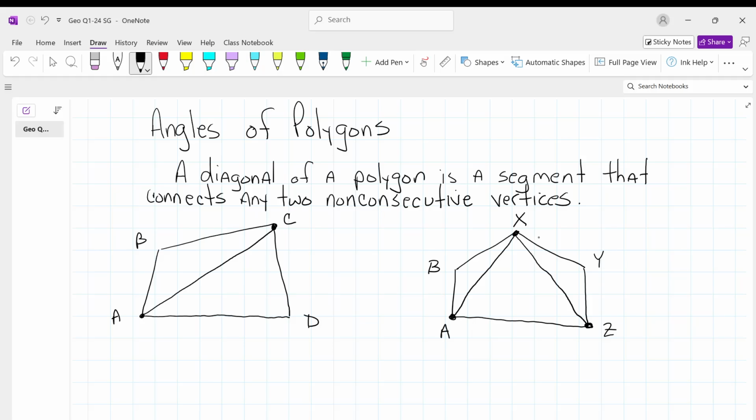Non-consecutive vertices. Consecutive vertices are next to each other. All right? X and Y, those are consecutive vertices. They're next to each other. Obviously, you can't connect those because they're already connected by a side of the polygon. So a diagonal of a polygon is a segment that connects any two non-consecutive vertices.